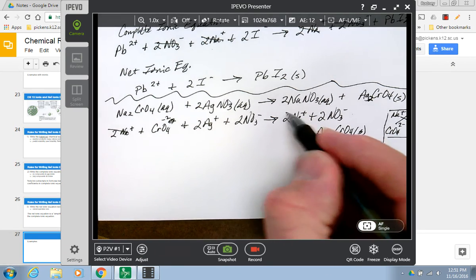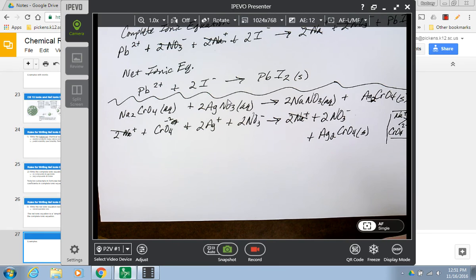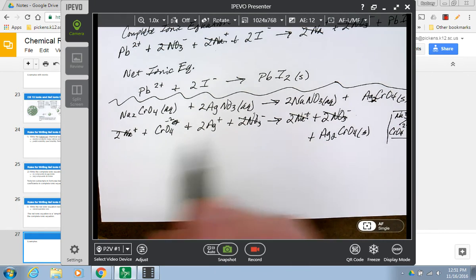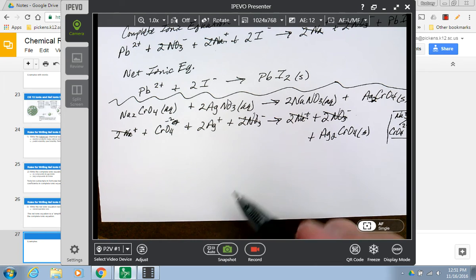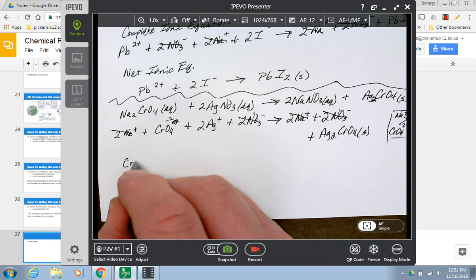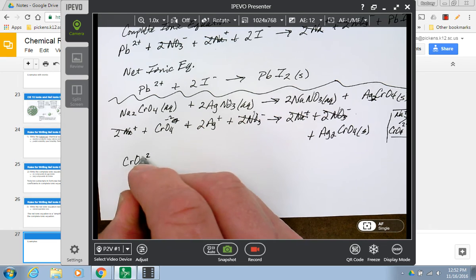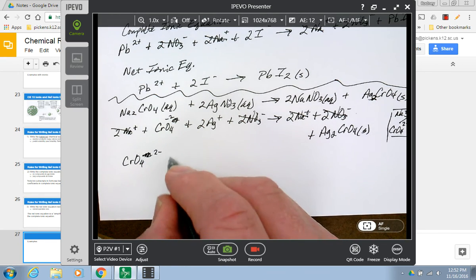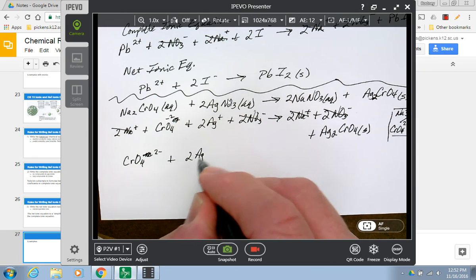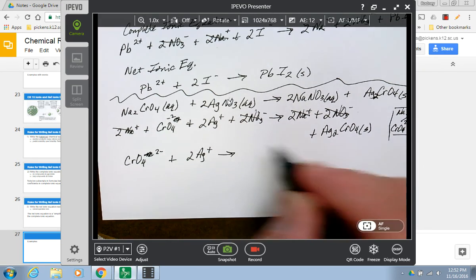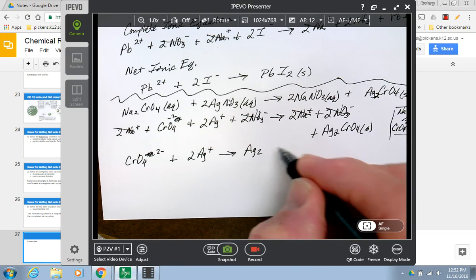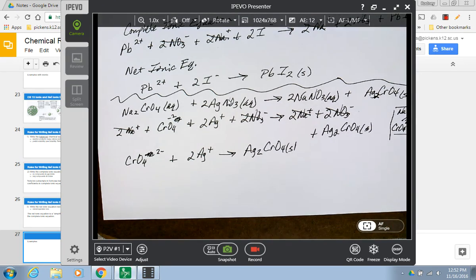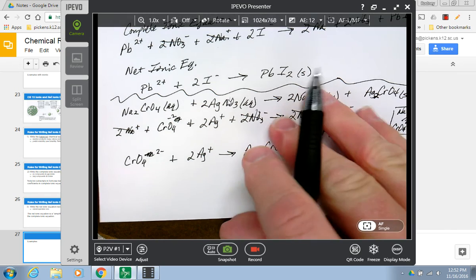So I have 2 sodium ions and 2 sodium ions. I have 2 nitrate ions and 2 nitrate ions. These will not precipitate out, so I'm going to rewrite it. CrO4, 2 negative. Again, let me write it like this. 2 negative plus 2 Ag plus. And what does that form? That forms Ag2CrO4 solid. All right.